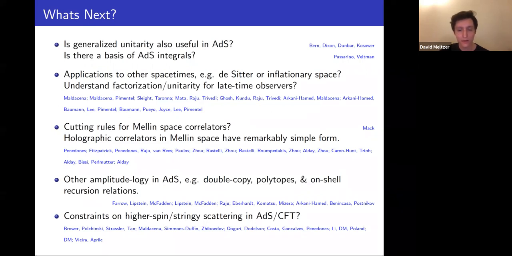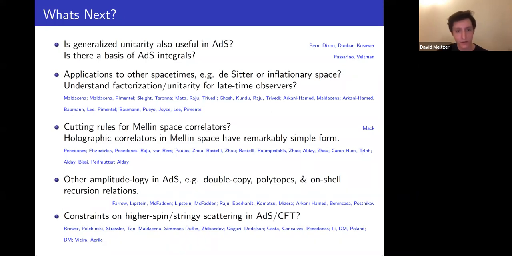So it's natural to now try and import the more modern ingredients and get rid of the usual problems in terms of polynomial ambiguities and anomalous thresholds, and all those problems in the original S matrix bootstrap. I also think it'd be interesting to study other spacetimes like de Sitter or inflationary space and understand the analogous factorization and unitarity conditions, now for the late time observers.